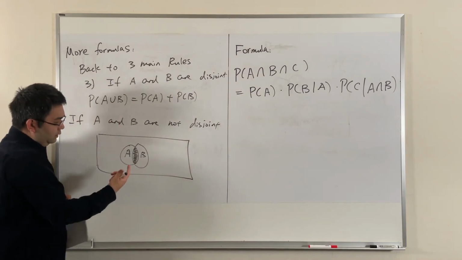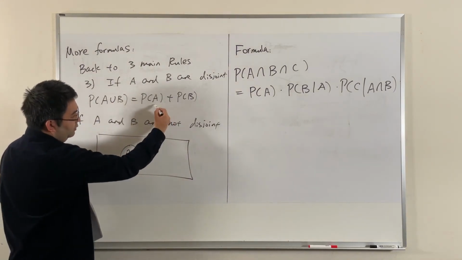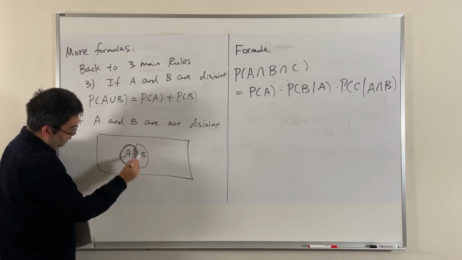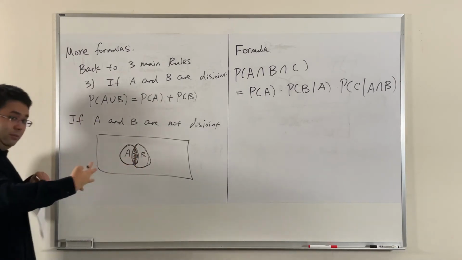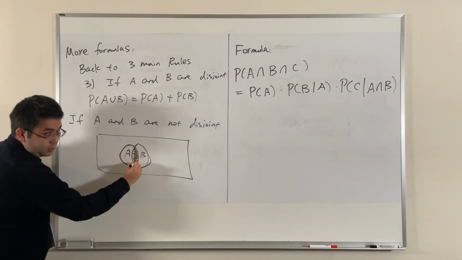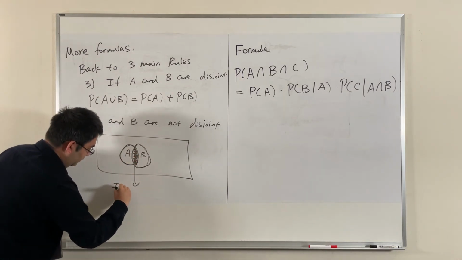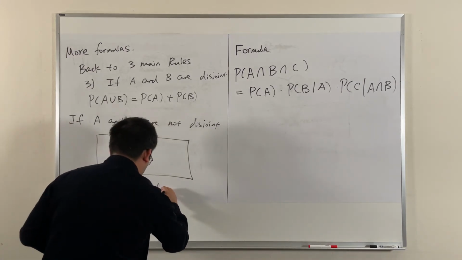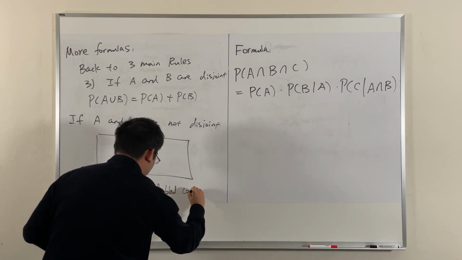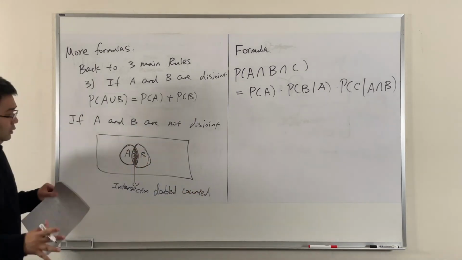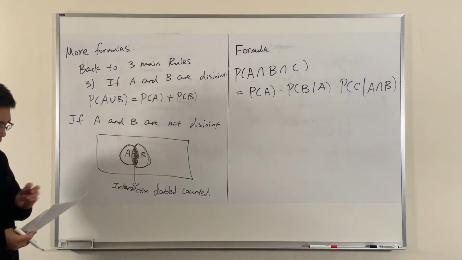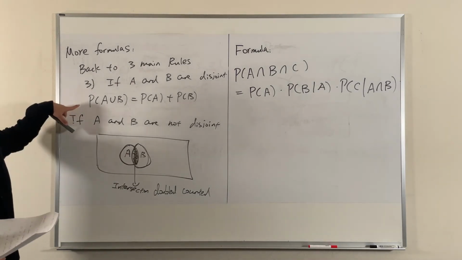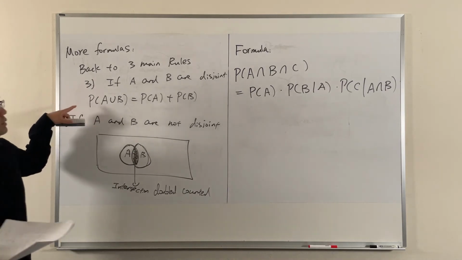then using this formula here, probability of A plus probability of B, you get the area here for A, and you get the area for B. When you add them up, you double counted this portion here. So this intersection is being double counted. And this won't be right, because you counted this part twice. Okay, so if A and B are not disjoint, you have to change this formula a little bit.